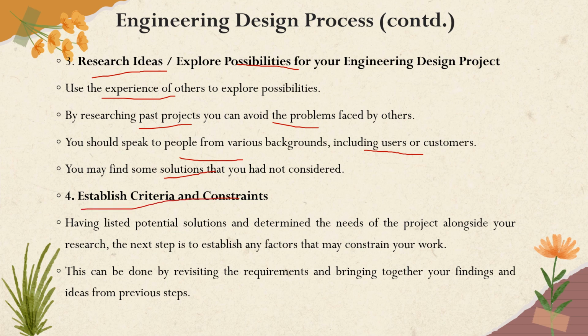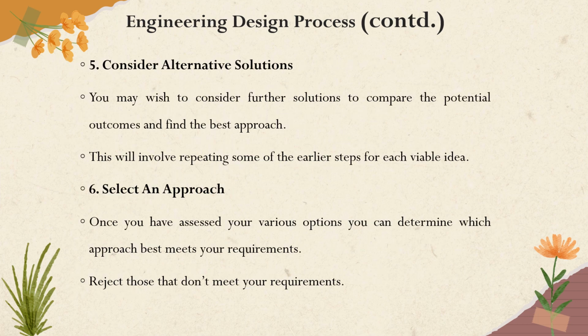Establish criteria and constraints. Having listed the solutions and determined the needs of the project, the next step is to establish any factors that may constrain your work. This is done by revisiting the requirements and bringing together your findings from previous steps. So consider alternate solutions. This is always important. Plan B should always be there. Even in personal life, we insist on having a plan B.